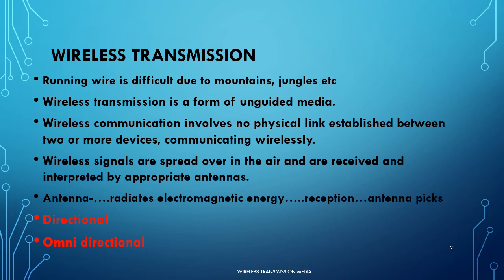Wireless communication involves no physical link established between two or more devices. They are communicating wirelessly. Wireless signals can be spread over the air and are received and interpreted by appropriate antennas. These antennas radiate electromagnetic energy, and these radiated energies can be received at the reception side again by antennas. It can be either directional or omnidirectional.